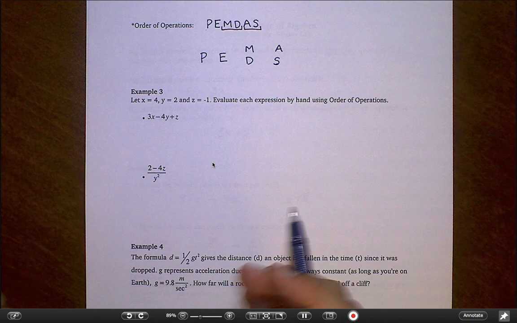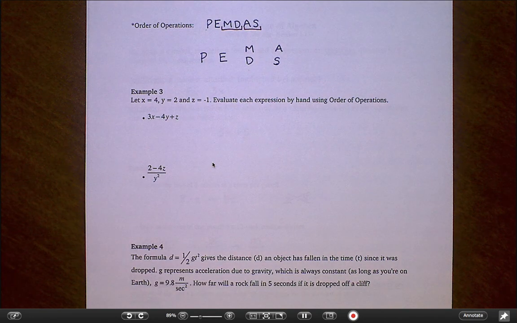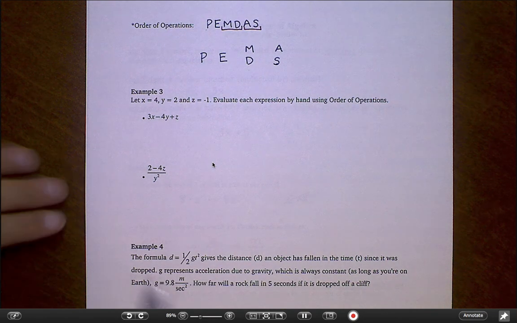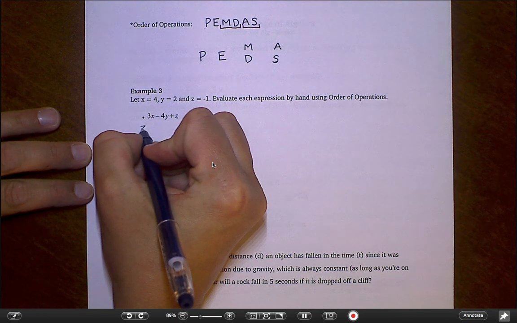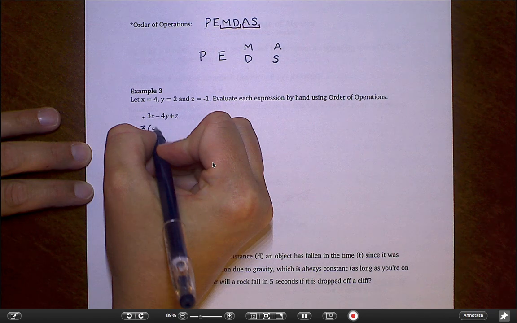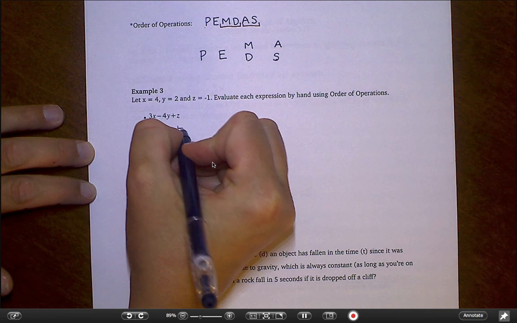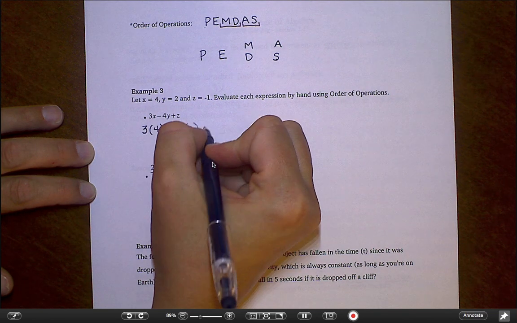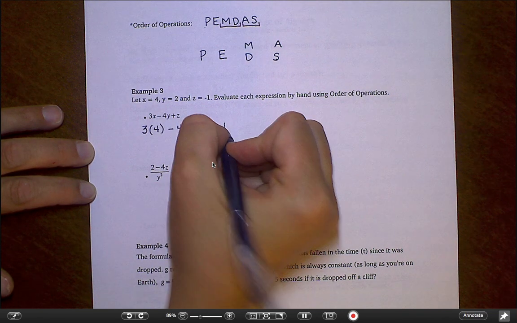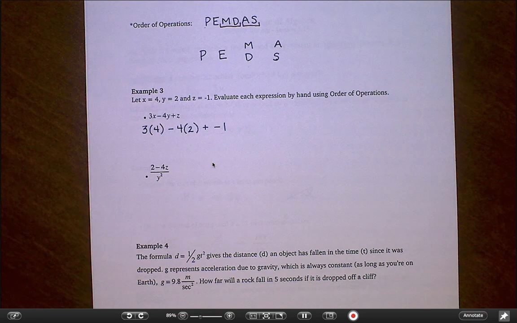Okay, and like I said, we're going to do this by hand just to get the idea behind order of operations. So I'm going to write this out. We're replacing the x with a 4, so 3 times 4, minus 4 times y, which is 2, plus z, which is negative 1. Okay, so I just plugged all those values in.